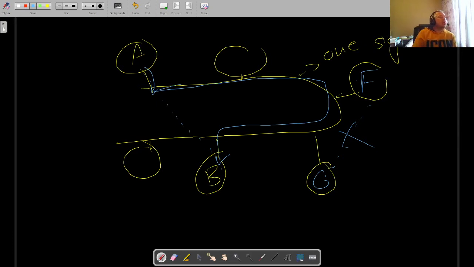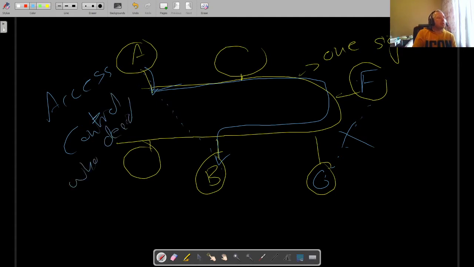So what access control actually means is who decides who can send data. So this is what we call media access control. Who decides who is going to send data at this point in time? Is it computer A to B, or is it computer F to G? Who is actually going to do it?